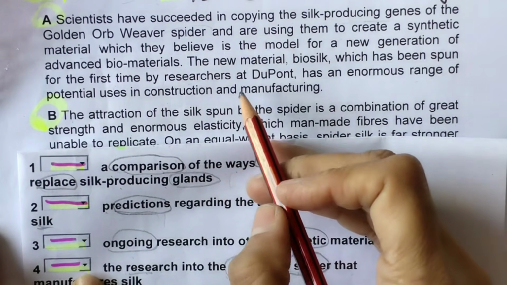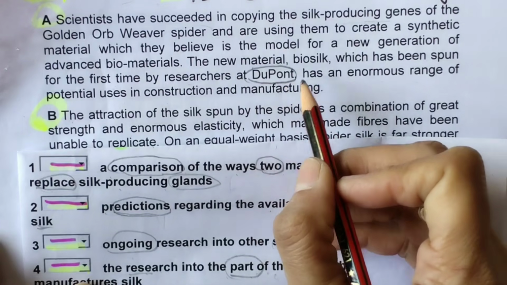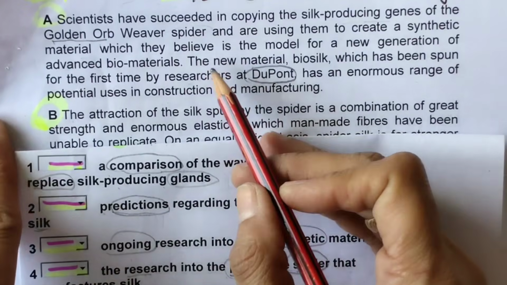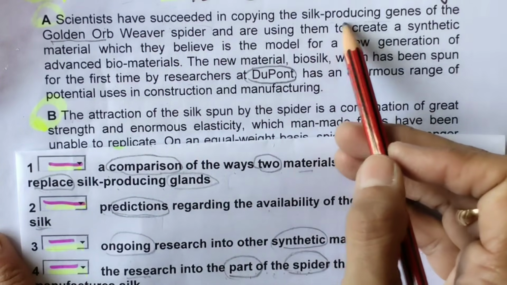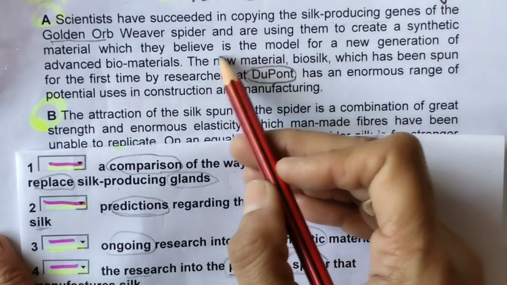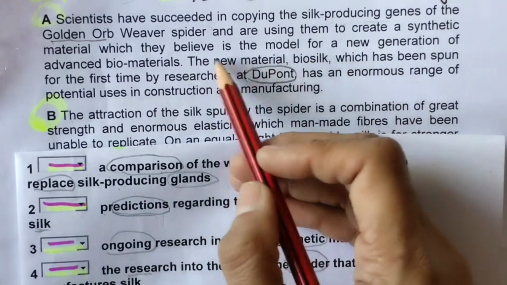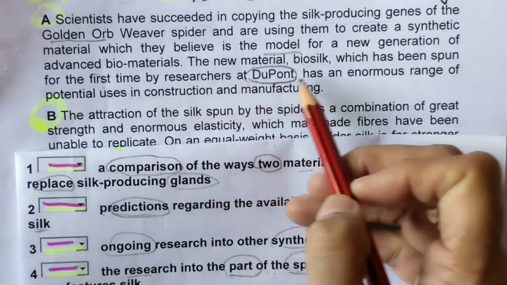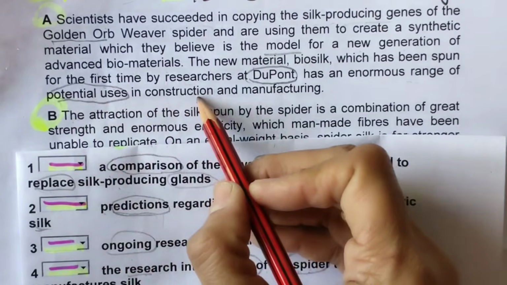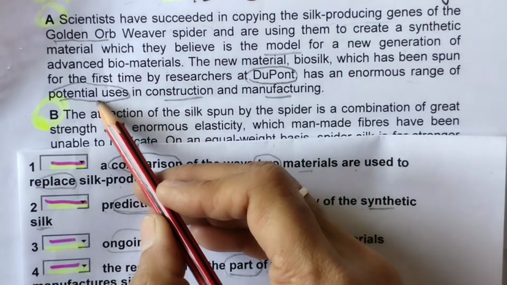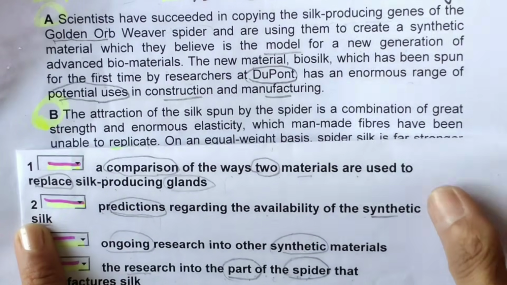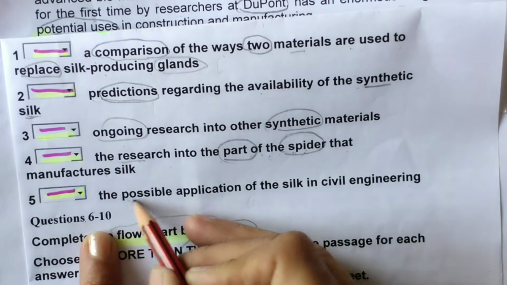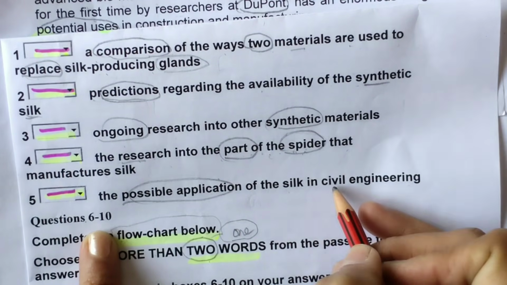Side by side, whatever the important things, it will come in our way in our reading. So we will be doing circle the things and underline the things, because every word is not important. Scientists have succeeded in copying the silk producing. I will not be reading loudly, so you can pause the screen and do it on your own. I am also reading like that. Construction and manufacturing. Okay, potential uses. Sorry, the fifth one I have not read. The possible application means uses of the silk in civil engineering.